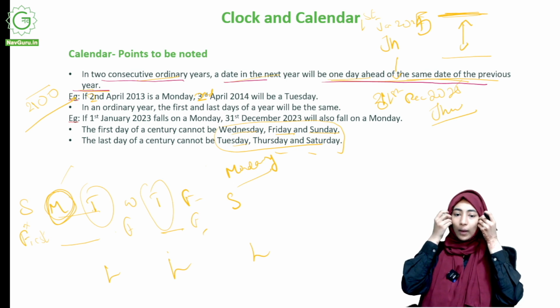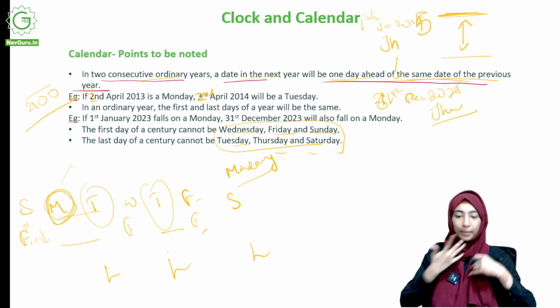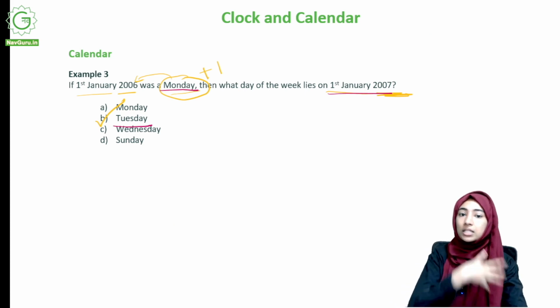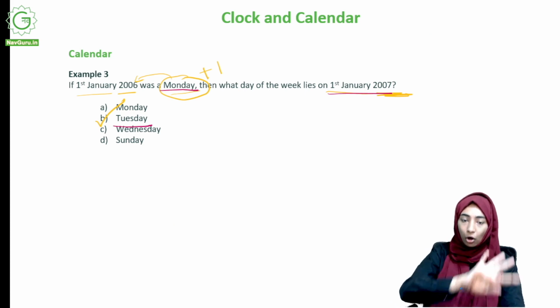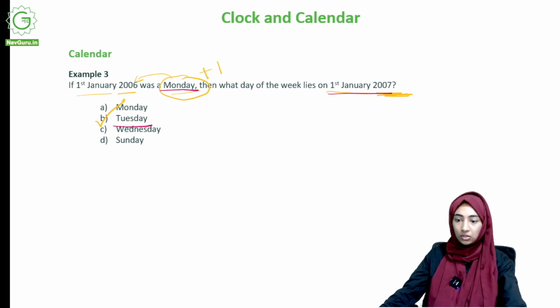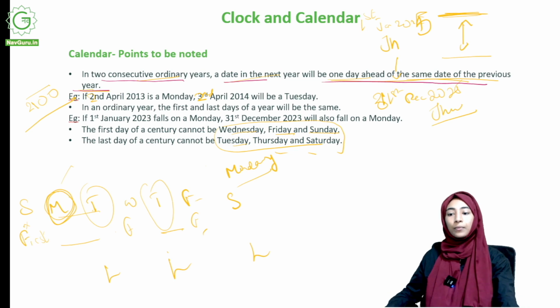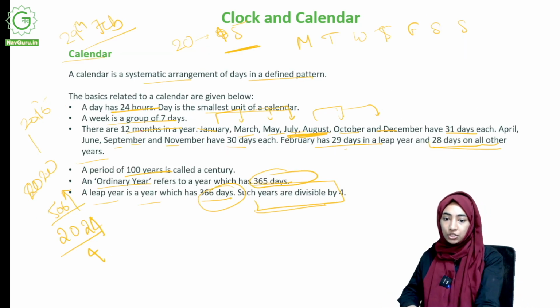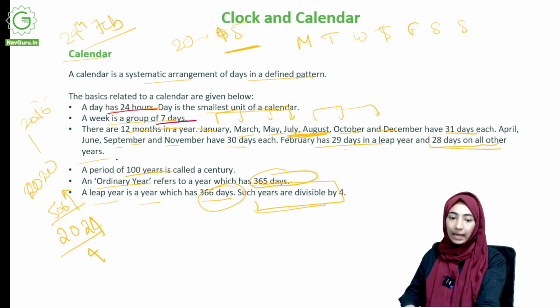So that's all you have for clock and calendar. It's not much, you just need to do a couple of questions. We will have an example class purely for question solving, and then we'll also have an assignment. We'll discuss it then, but as of now, this is all you have under clock and calendar. Basically, a couple of points that you need to note: know how many hours a day has, how many days a week has, and which months have 31 days and which months have 30 days.